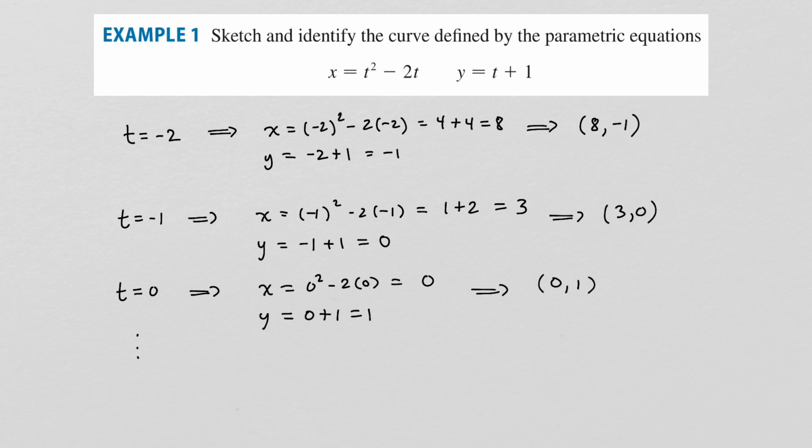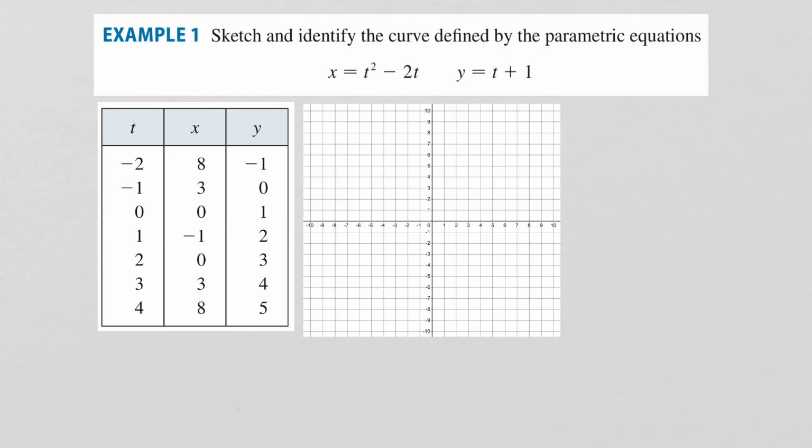Now, we can continue doing this for as many values of t as we like, but usually when you do several values of t, you will begin to see what the shape of the graph is going to look like, or the shape of the curve, I should say. Let's go ahead and take a look at a table that has these values and a few more. So here you can see the 3 points that we determined, 8, negative 1, 3, 0, and 0, 1. And if we continue with allowing t to equal 1, 2, 3, and 4, we obtain a few additional points.